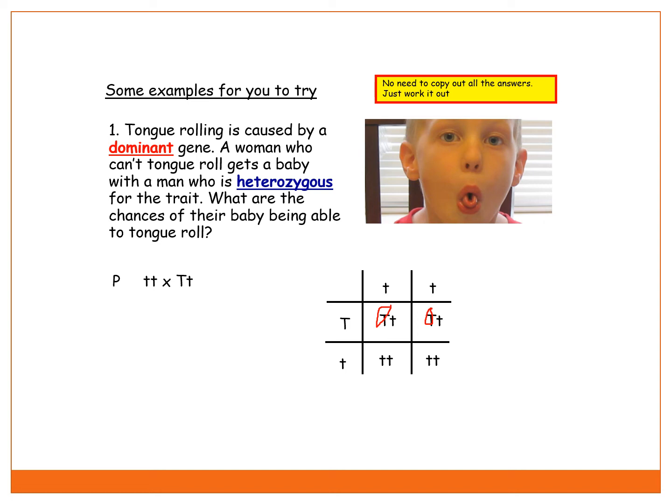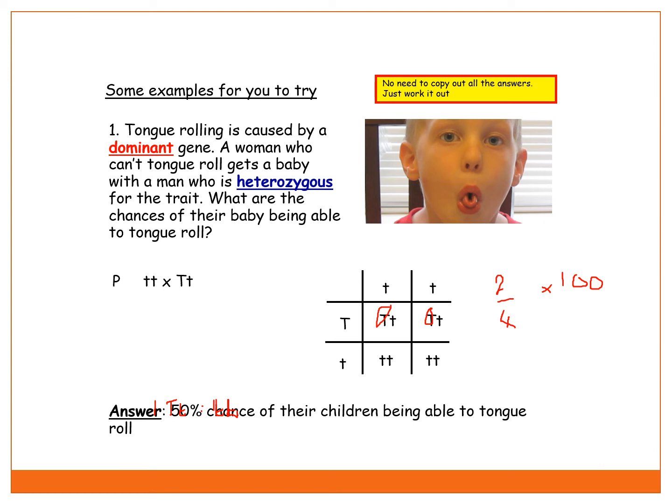So you then need to work that out. So 2 divided by 4 times by 100. So 2 times 100 divided by 4 gives you 50%. So 50% chance of the child being able to roll their tongue and 50% chance of them not being able to roll their tongue. And it would be a 1 capital T to your 1 little t because it's a 2 to 2 ratio, which can be simplified. So 50% chance of the child being able to roll its tongue. So well done if you managed to get that correct.